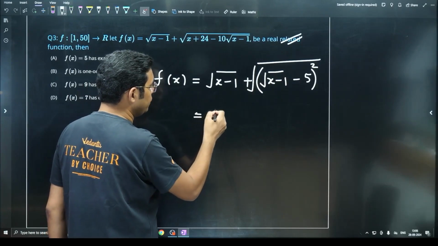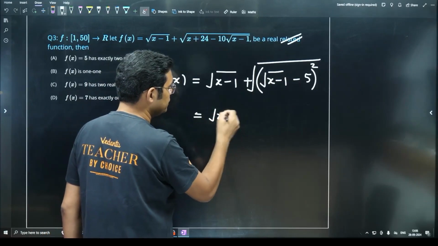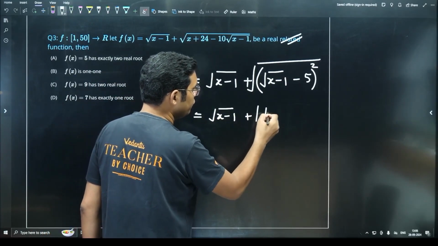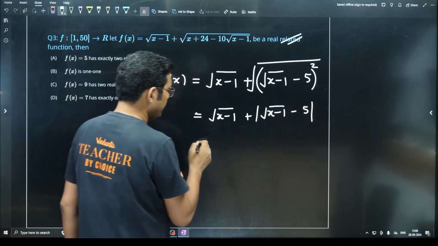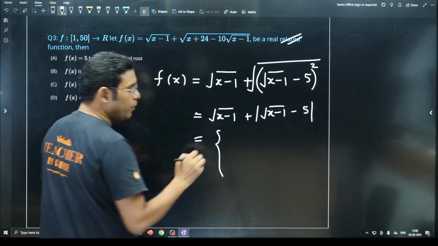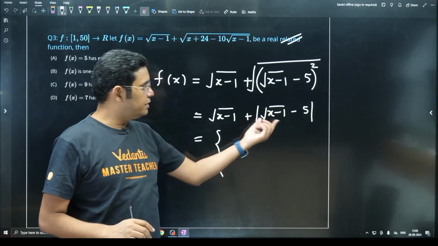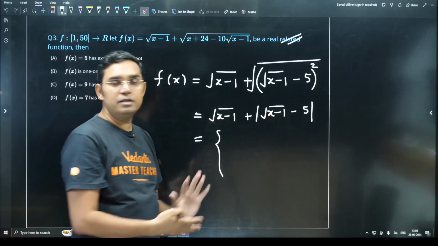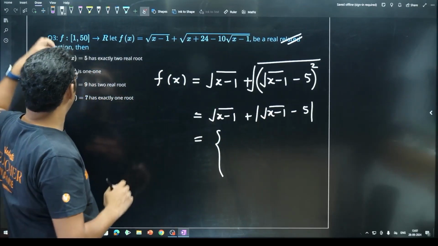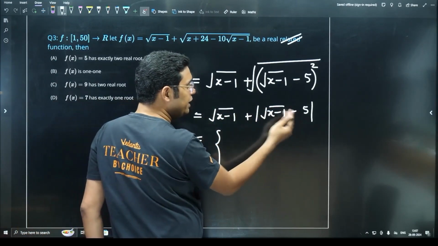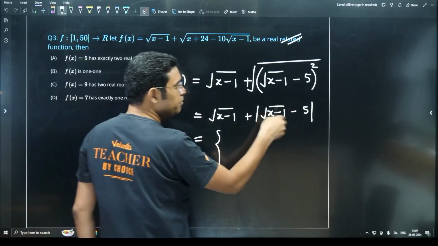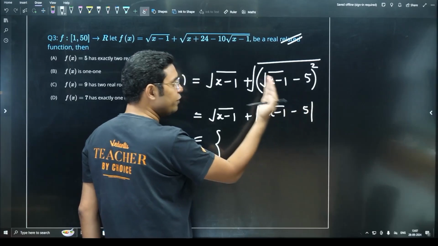So it will be equal to under root of x minus 1 plus mod of under root x minus 1 minus 5. Now because this is mod, we can open it in two ways, either same as it is or 5 minus under root x minus 1. You can check, my domain is from 1 to 50. This thing will be initially negative. If you put x is equal to 1, you get minus 5. So it should be opened with 5 minus.